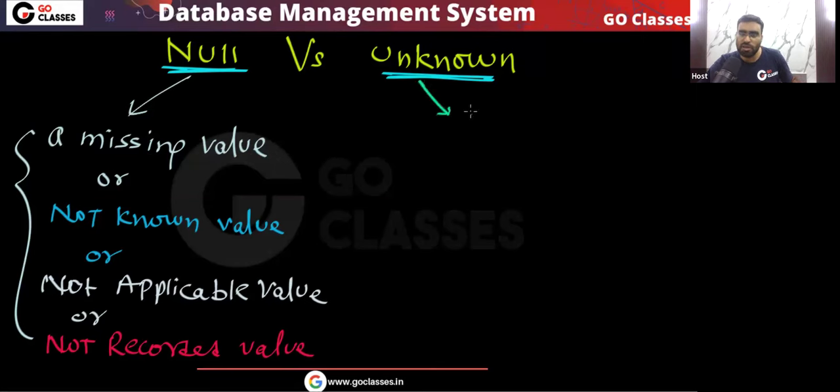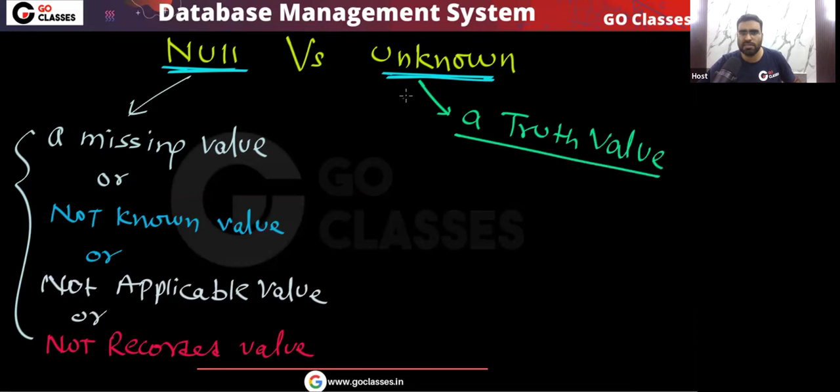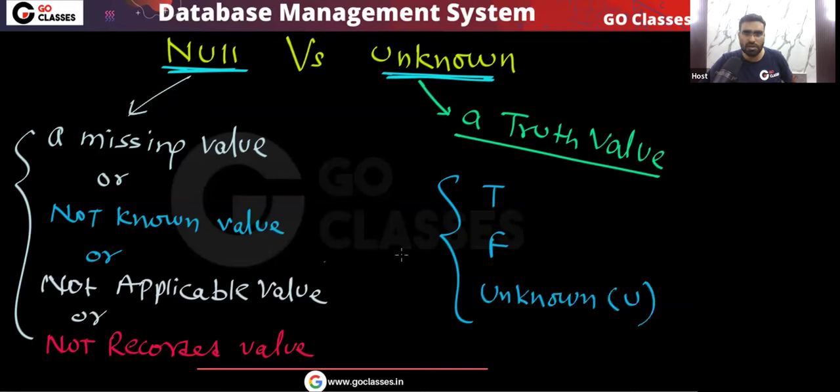What is this unknown? This is a truth value. Is this clear? This unknown is a truth value, because there are three truth values: one is T, one is F, another is unknown, that is U. These are the truth values. So remember, unknown is a truth value and null is a missing value. I hope you understood the difference.